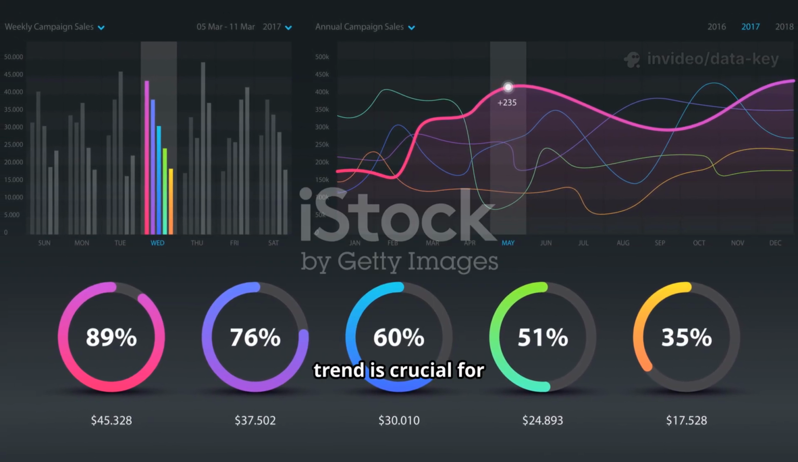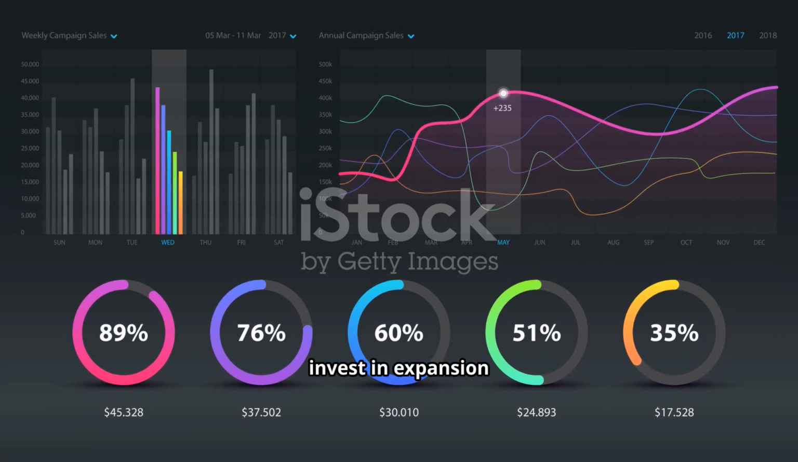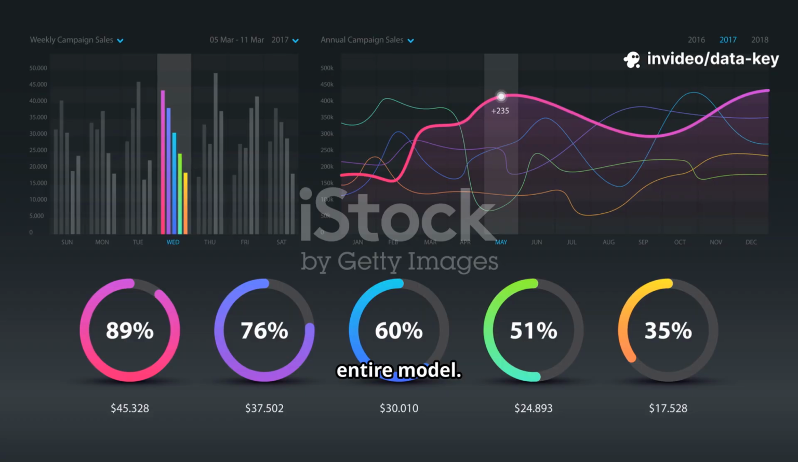Identifying the trend is crucial for long-term strategy. It helps a business decide whether to invest in expansion or rethink its entire model.